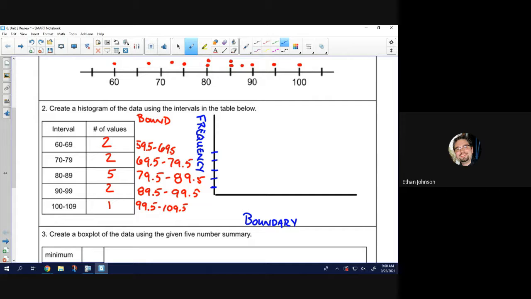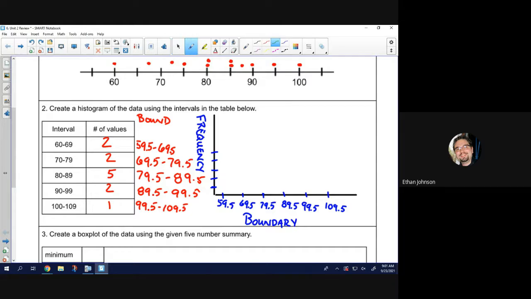And then our boundaries. We mark here, that would be our 59.5. There is 69.5. Keeping the same width, we have 79.5. Same width, 89.5. Same width, 99.5. Same width, 109.5.